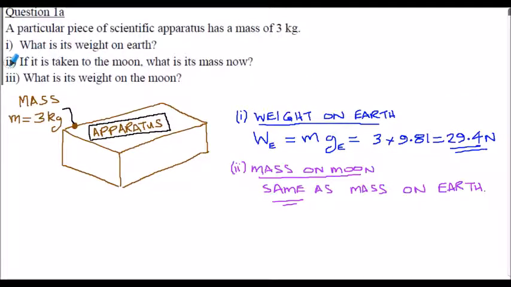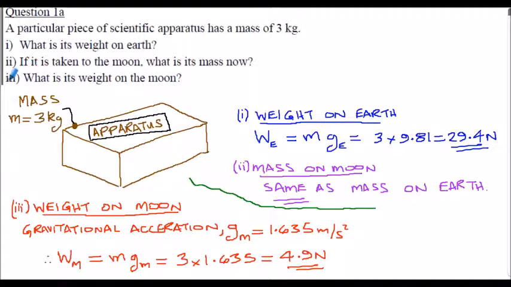Part 2, the apparatus is now taken to the moon. What's its mass on the moon? Well, the mass of the apparatus on the moon will be the same as that of the apparatus on Earth, because mass is a quantity of matter, how much of the object you have, and that won't change by being taken to the moon.